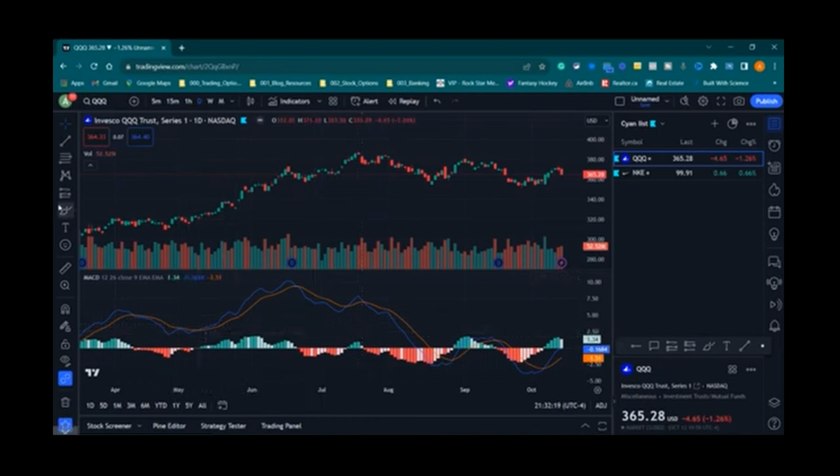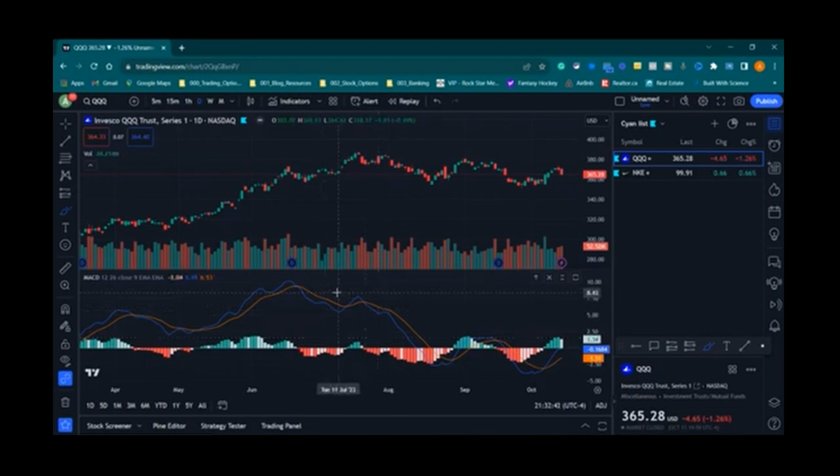When the MACD line, this blue line down here, crosses above the signal line, like this area right over here, let me draw that in for you. Right there's a crossover with blue going above the orange. That is a signal that the price is rising. And when the MACD crosses below the signal line, like an example shown right here, with blue going below orange, it's a signal that the stock price is about to fall or is falling.